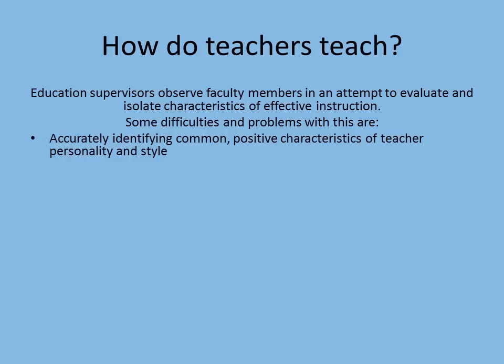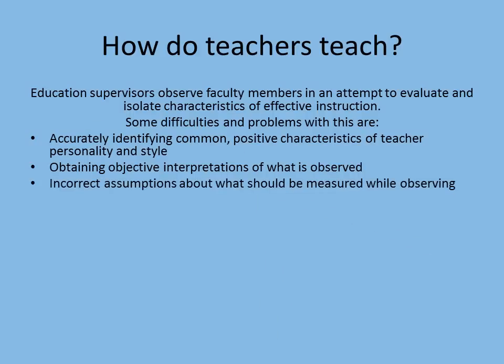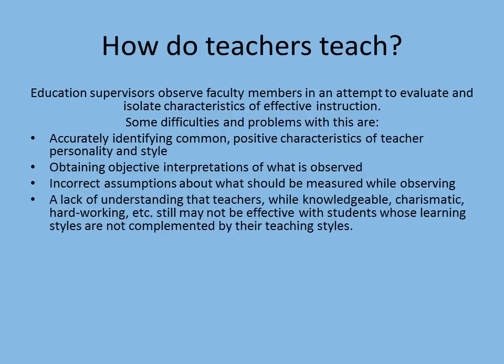One is just accurately identifying common positive characteristics of teacher personality and style. Second, on a little more personal note, for the supervisors themselves, is obtaining objective interpretations of what's being observed. And then there's also incorrect assumptions about really what should be measured while they're observing.